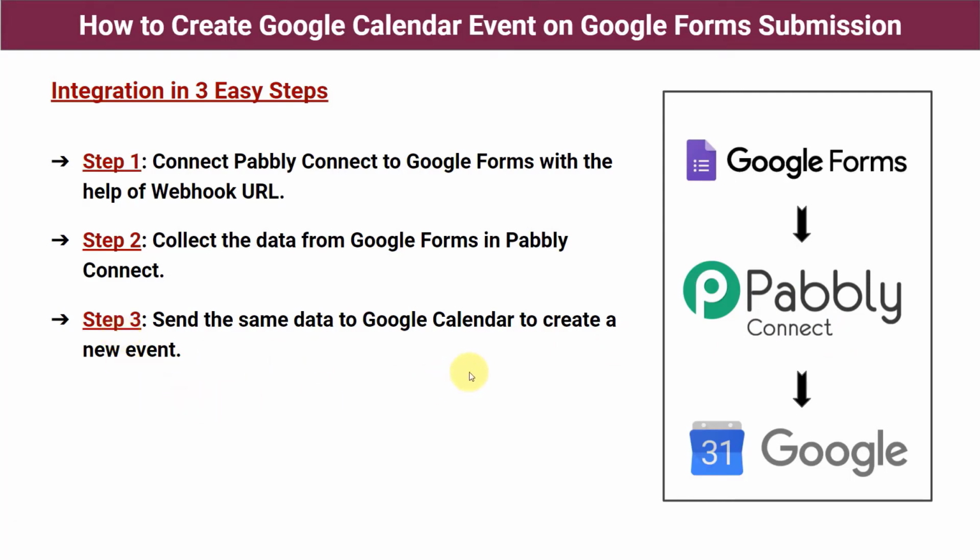Okay. So after receiving the data from Google Form submission here in Pabbly Connect, we are going to send the same data here on Google Calendar to create a new event. So first of all, let's jump back to our step 1 and open Pabbly Connect.